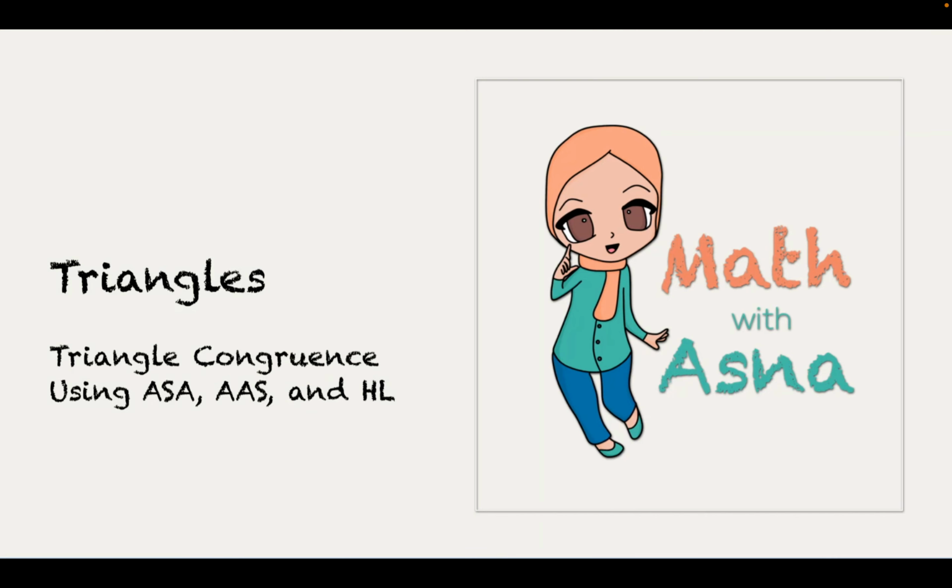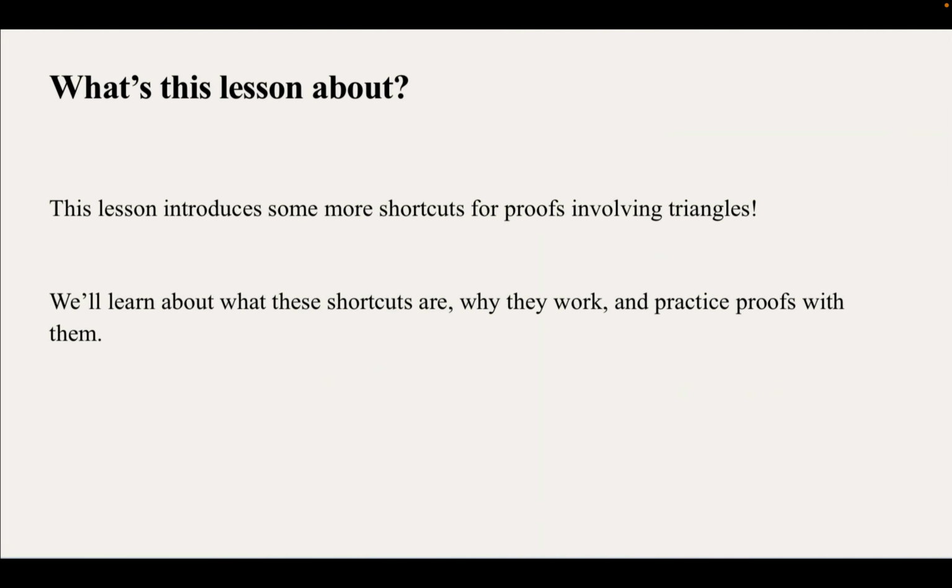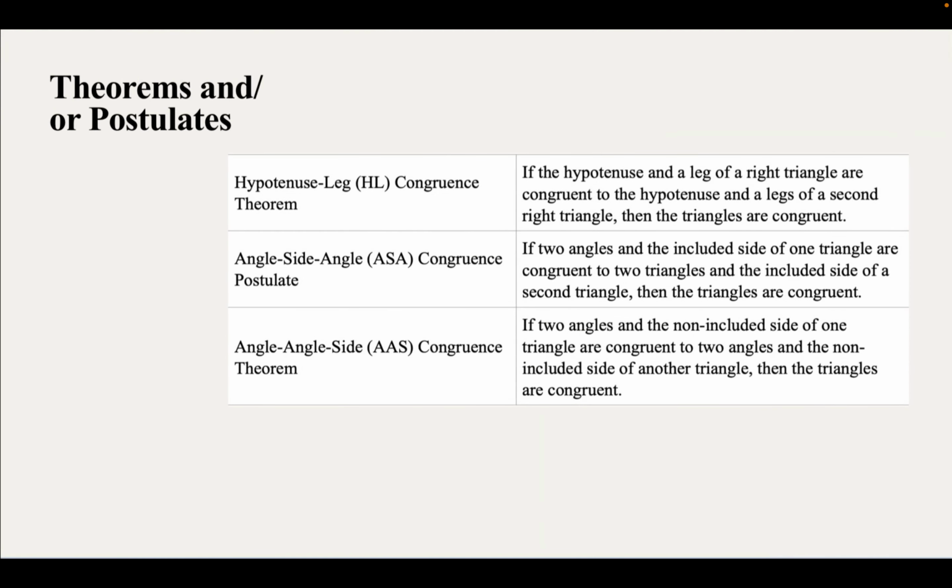In this lesson, we're going to talk about triangle congruence using ASA, AAS, and HL. We are going to talk about these shortcuts for proofs. We'll talk about why they work, and then we'll practice some proofs. HL, ASA, and AAS are shortcuts to prove that triangles are congruent.